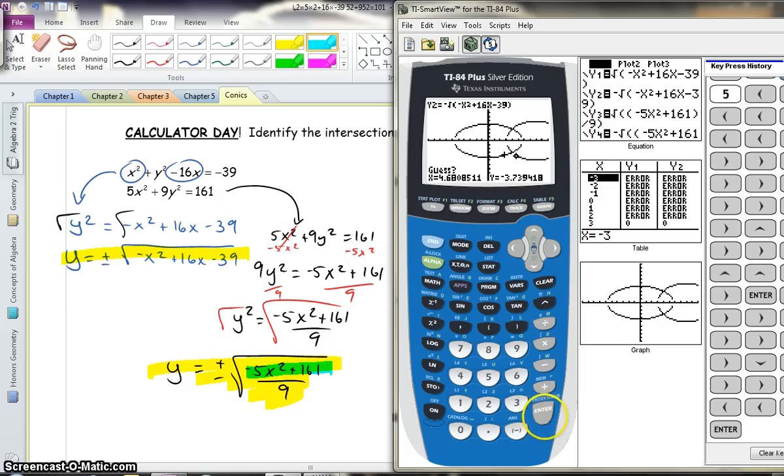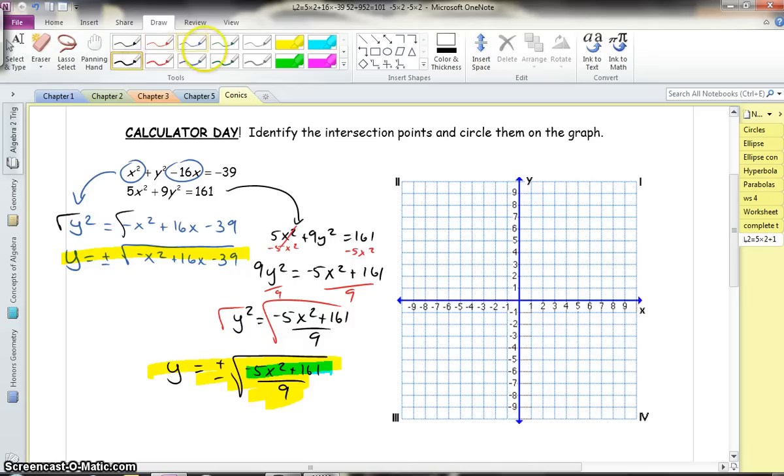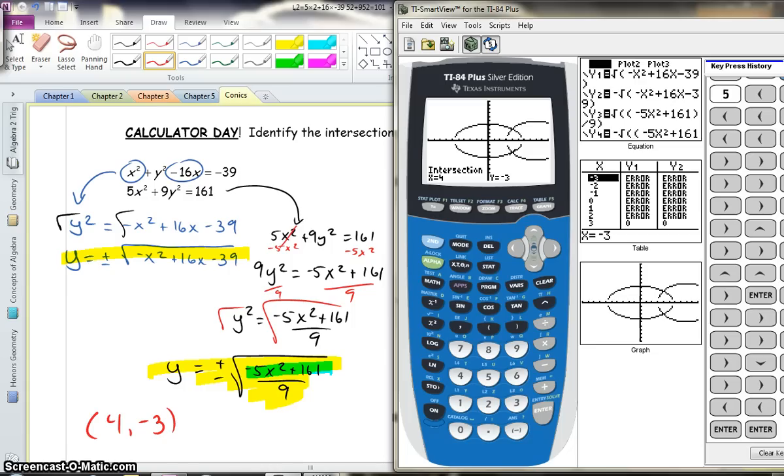So then I hit enter there, enter again, and I get my intersection point, which is 4, negative 3. So my first important point is 4, comma, negative 3. All right, go back to your calculator. Now let's find the second one. So second, calculate, intersect, and now we want to be up above. So Spidey's up there. We're on this top right curve here, hit enter.